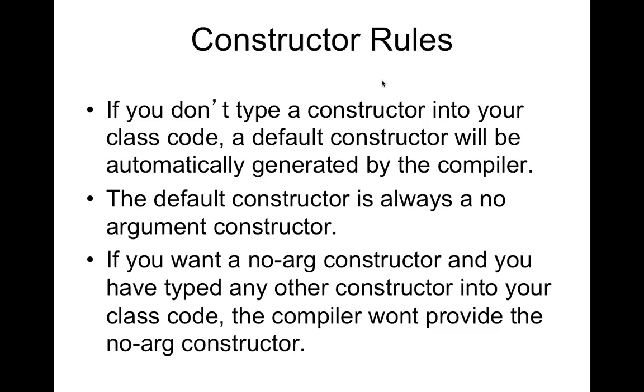Okay. Constructor rules. Still continuing some more probably. I just want to make sure I reinforce these, so you can ask questions if you have any problem. If you don't type a constructor into your class code, a default constructor will be automatically generated. That we know already. The default constructor is always a no argument constructor. And if you want a no argument constructor and you have typed any other constructor into your class code, the compiler won't provide the no argument constructor.